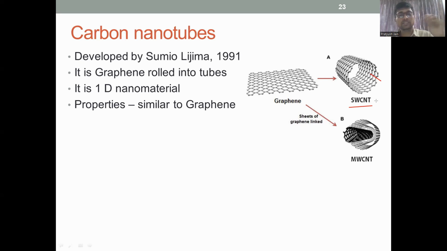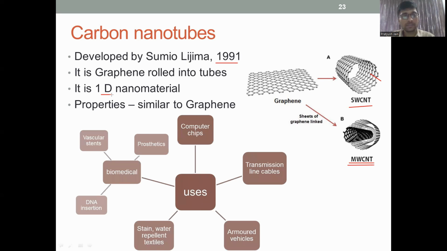If we place multiple such carbon nanotubes one into another, concentrically, we obtain a multi-walled carbon nanotube. Basically, there are multiple single-walled carbon nanotubes inside each other. It was developed by Sumio Iijima in 1991. It is nothing but graphene rolled into tubes. It is a 1D nanomaterial, and its properties are similar to graphene.